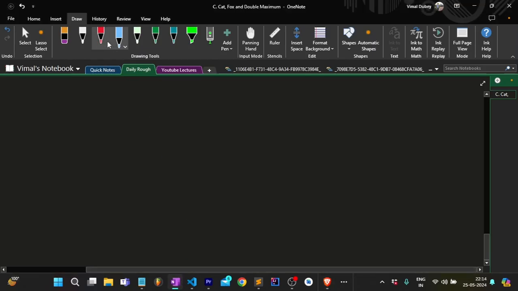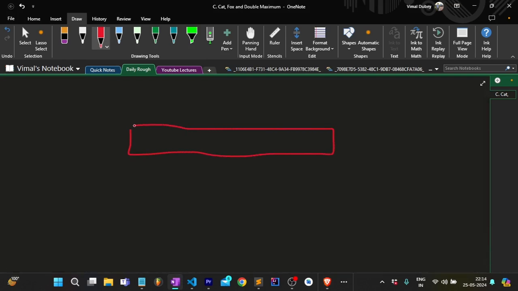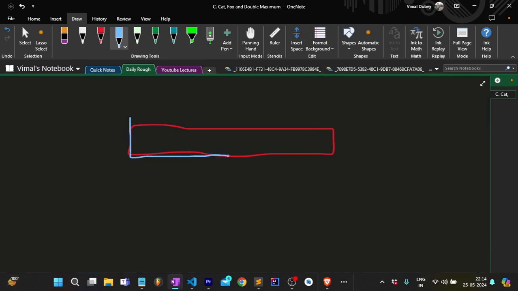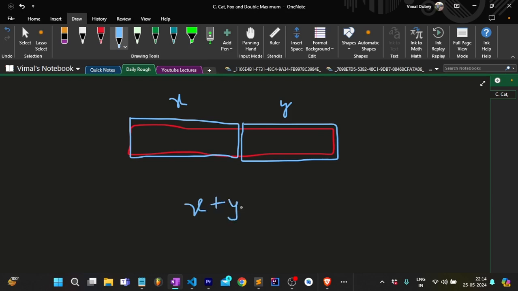What they are saying is we have been given an array of size n. Let's suppose this is the array of size n, and we have to perform some operations. The operation is we have to choose a prefix of the given array, and a suffix of the given array. For now I'm calling the prefix x and the suffix y, and we have to choose the prefix and suffix in such a manner that by the concatenation of both, the original array is formed.